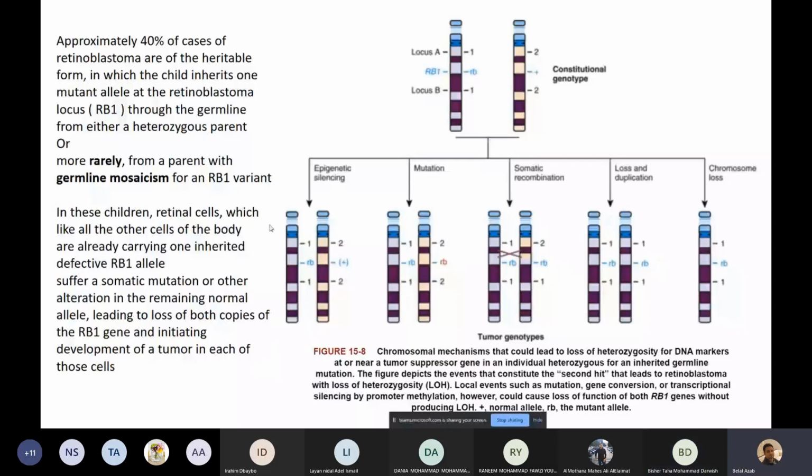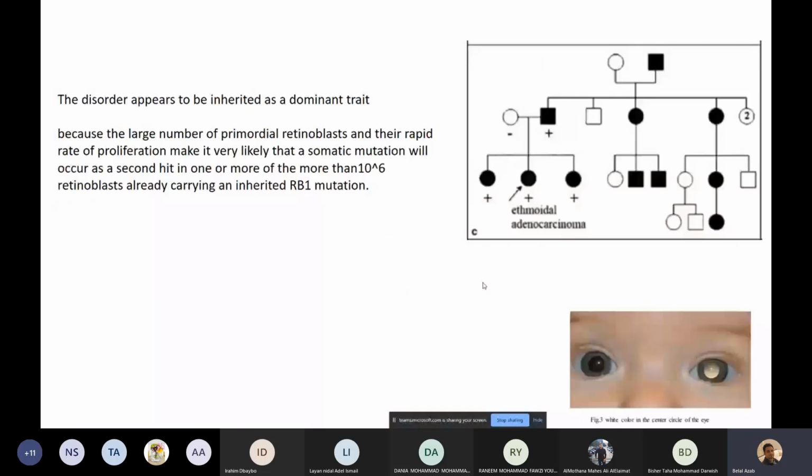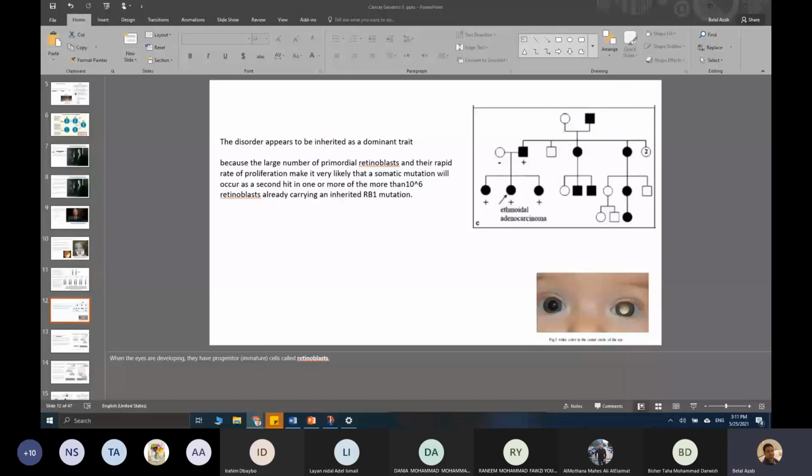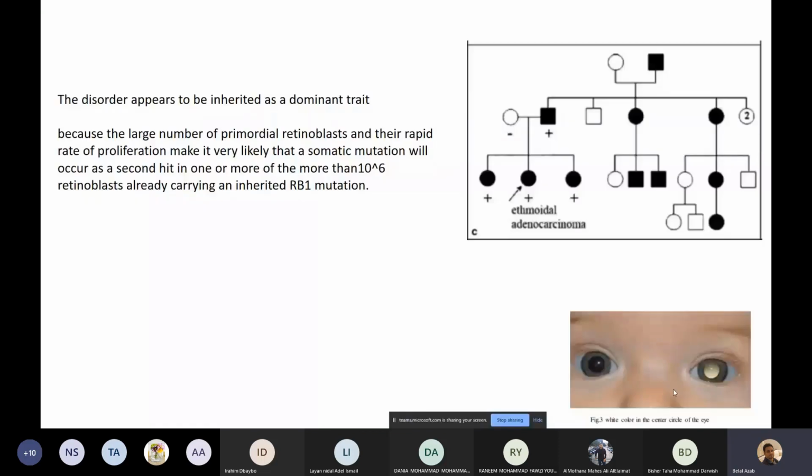So if you look at the figure here, it nicely represents our discussion. Plus is the normal allele, RB is the mutant allele. The mutant allele is inherited from the parent, even though both alleles need to be mutated for the disease to manifest. The inheritance occurs as a dominant trait, and this is a pedigree with retinoblastoma. Even though both alleles need to be mutated, the trait is inherited in the pedigree in an autosomal dominant manner.